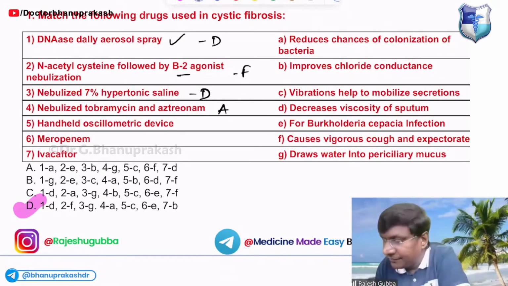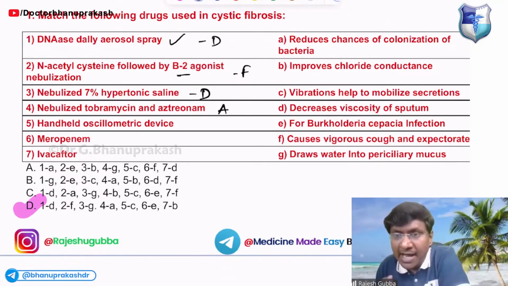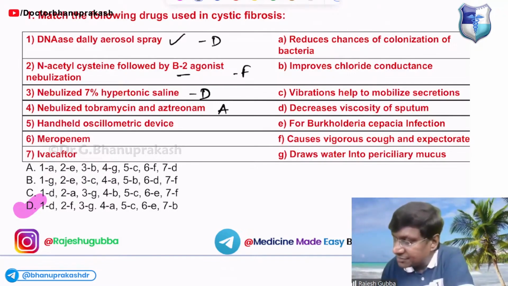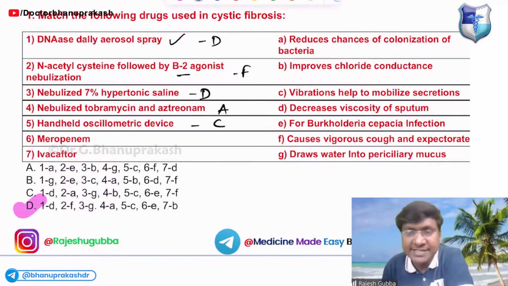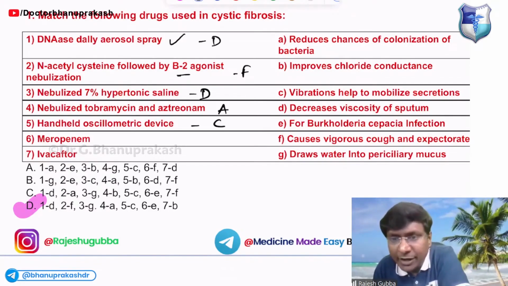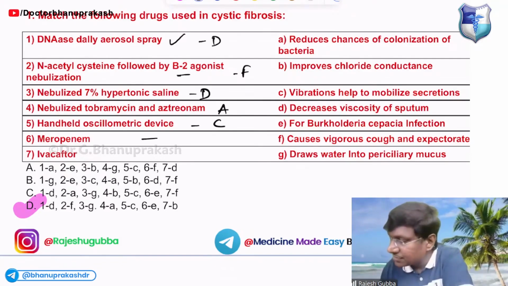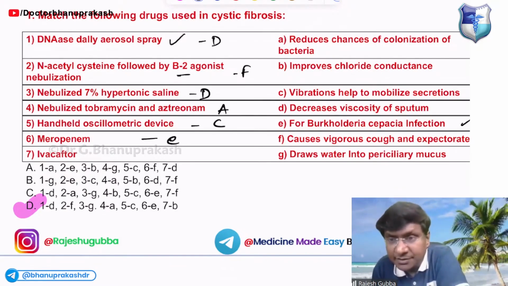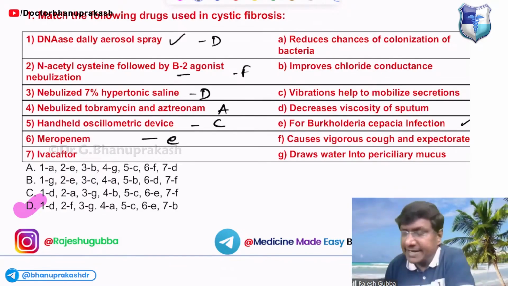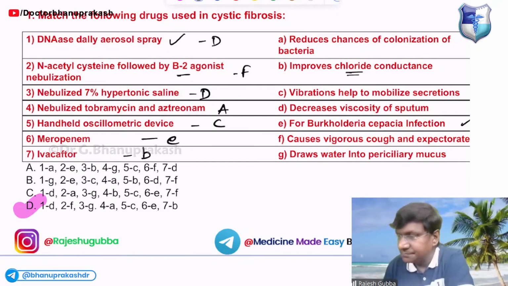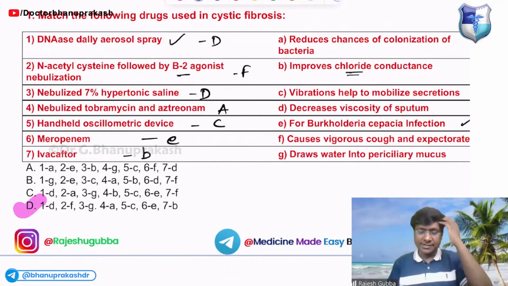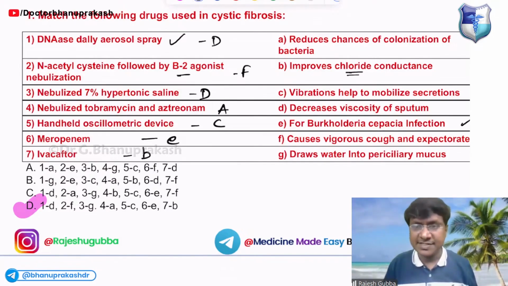Okay. Then, when will you use the handheld oscillometric device? The handheld oscillometric device is mainly used for vibration that helps in mobilization of the secretions. When do we use meropenem in these individuals? We use meropenem if the infection is Burkholderia cepacia. And when do we use ivacaftor? Ivacaftor is given mainly to improve chloride conductance. Okay, so these are the various treatment options for cystic fibrosis.